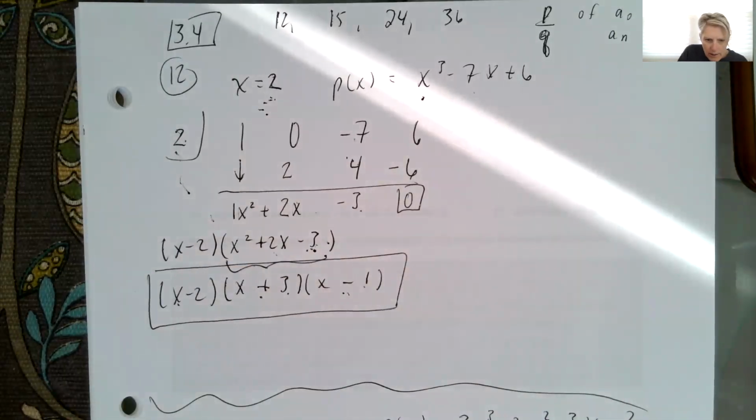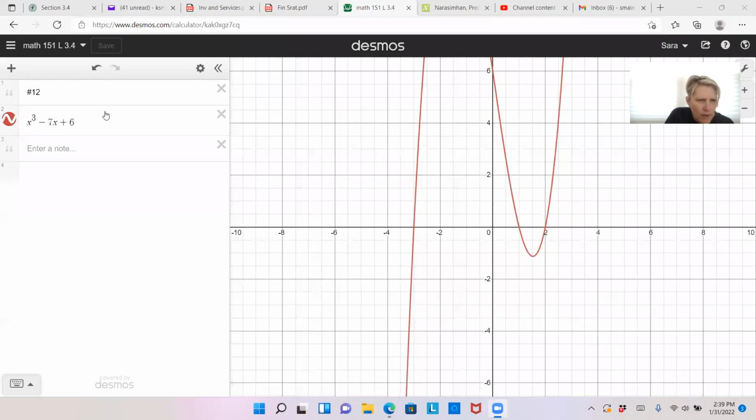And let's just check that in Desmos. And there it is. And if we click on it, we can see there's my -3, there's my 1, and my 2. Excellent.